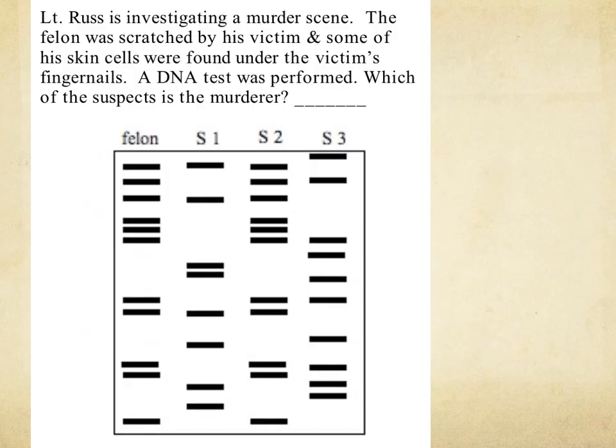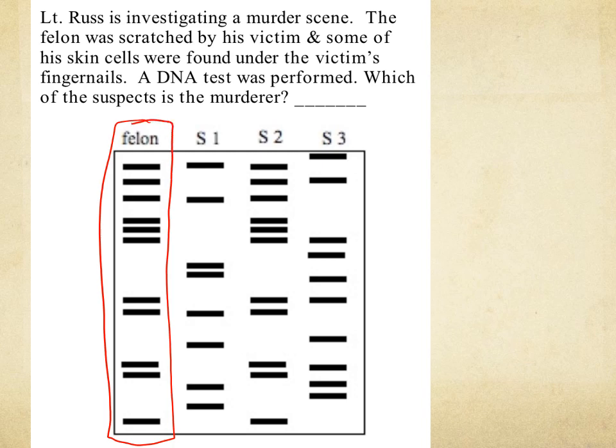Lieutenant Russ is investigating a murder scene. The felon was scratched by his victim and some of his skin cells were found under the victim's fingernails. A DNA test was performed, and which of the suspects is the murderer? So just looking at this, it hopefully jumps out pretty quickly which one is going to match up. But you're looking at the felon right here where you know this is the DNA sample from the person who committed the crime. Which one of these things looks like that person? You can eyeball this. It's not a lot to really compare.